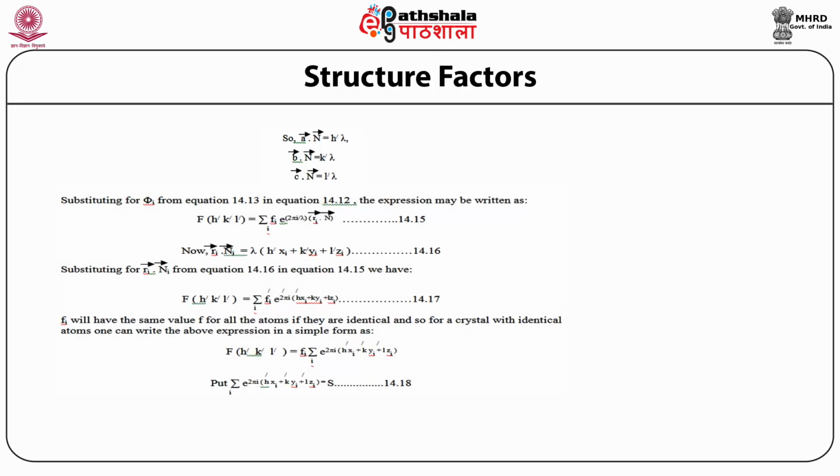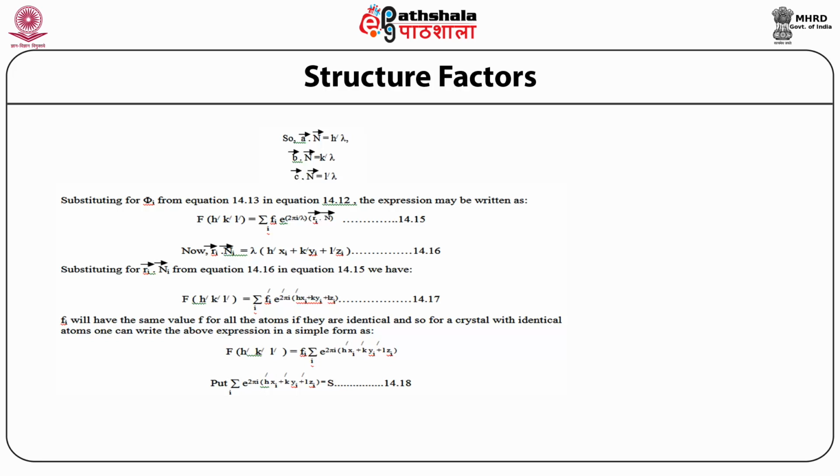Substituting for phi i from equation 14.13 in equation 14.12, the expression may be written as capital F of H prime K prime L prime equal to sigma over i f small i exponential of twice pi i by lambda into dot product of Ri vector and capital N vector, given as equation 14.15. Now Ri dot N vector is equal to lambda into H prime Xi plus K prime Yi plus L prime Zi, which is referred to as equation 14.16.